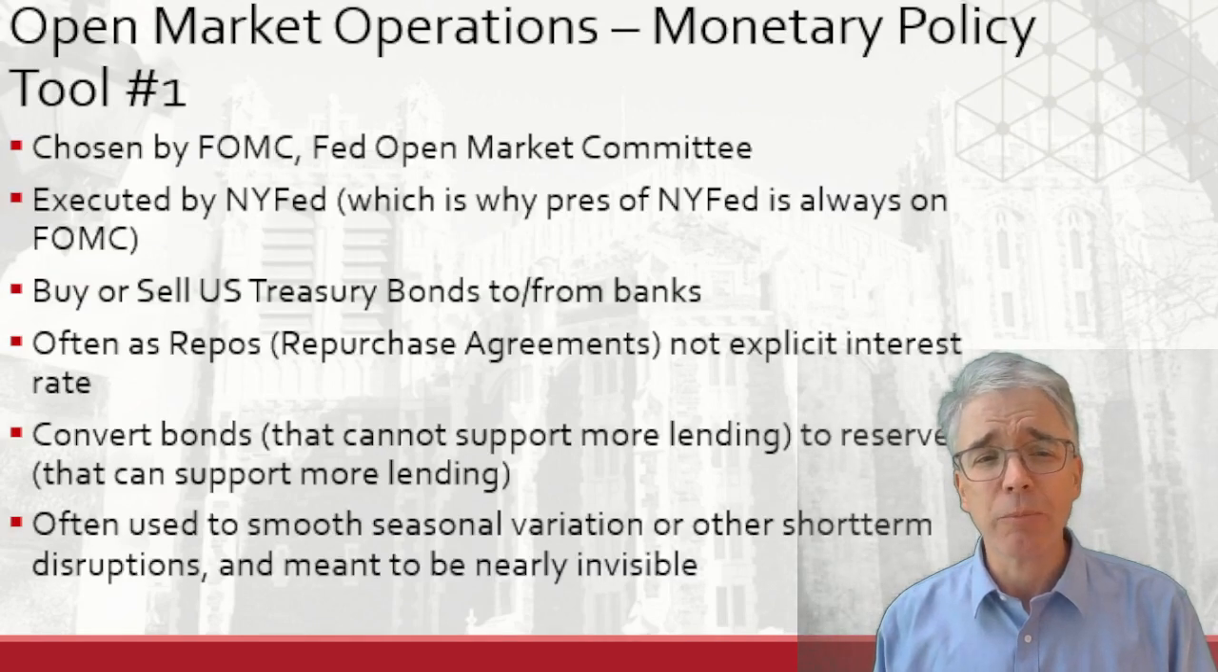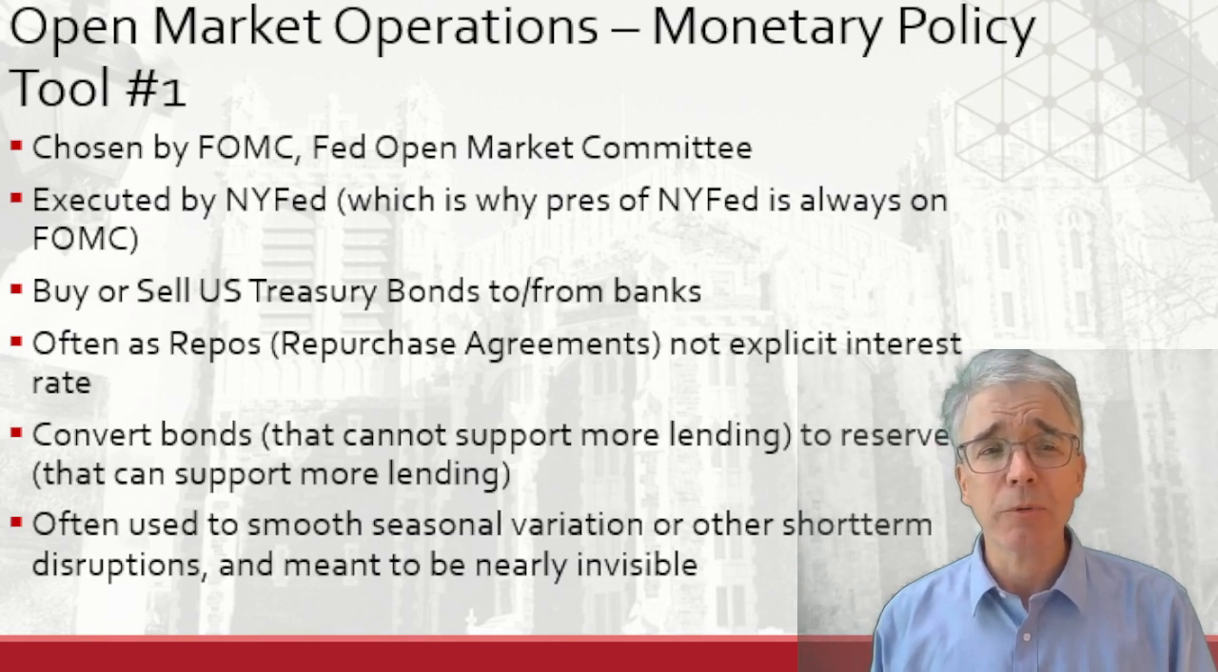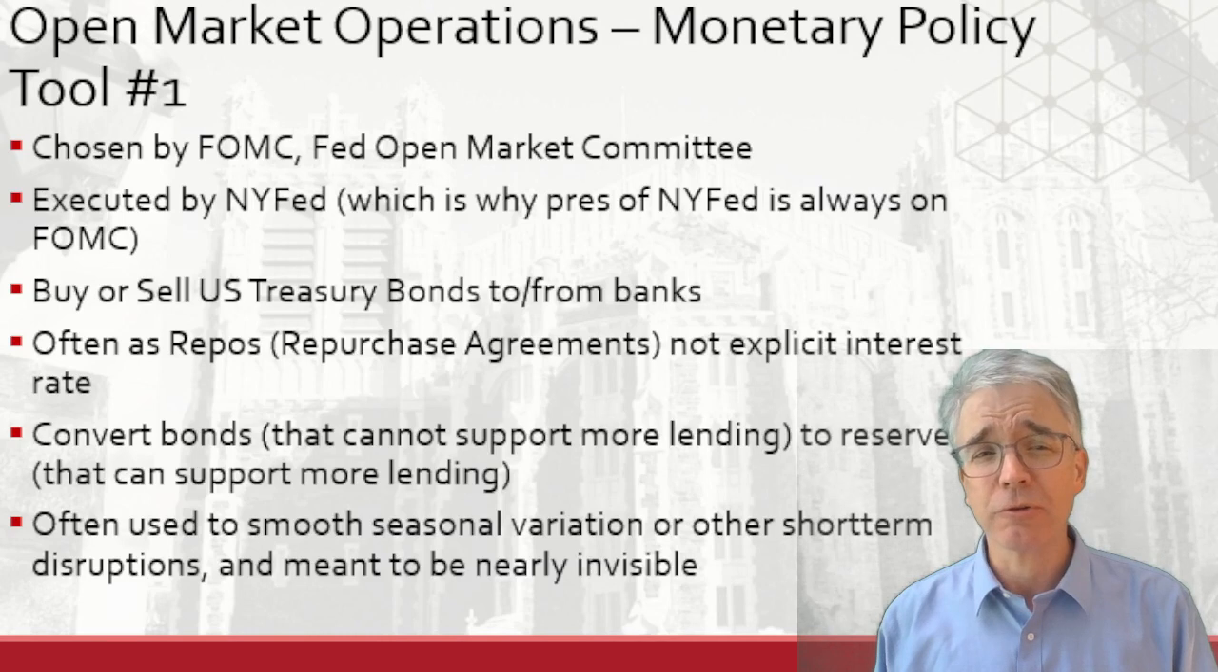Open market operations are determined by the FOMC, but they are executed by the New York Fed. That's why the president of the New York Fed is always on the FOMC, because they're the ones who actually do the job. Open market operations are buying or selling U.S. Treasury bonds to or from the big banks. Often these are what's called repos, which are repurchase agreements.